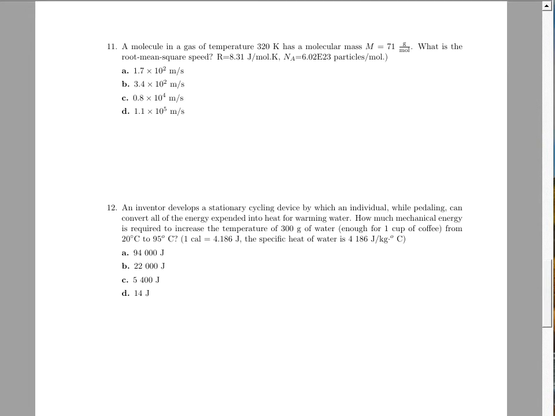Question 12. An inventor develops a stationary cycling device by which an individual, while pedaling, can convert all the energy expended into heat for warming water. How much mechanical energy is required to increase the temperature of 300 grams of water from 20 degrees to 95 degrees? The specific heat of water is 4,186 joules per kilogram per degree Celsius.